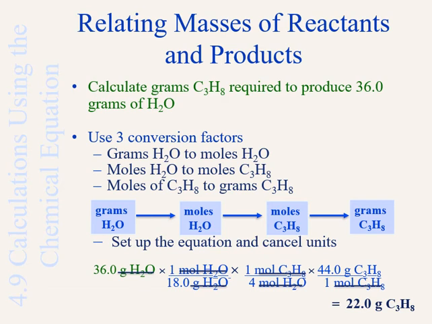All you have to do is use the molar mass conversion factor to go between grams and moles, and use the coefficient-based conversion factor from the balanced equation to go from moles of one reaction species to another. And the most you could be asked is to find the grams of some reaction species based on the grams of something else. Here is an example. Calculate grams of propane required to produce 36.0 grams of water.